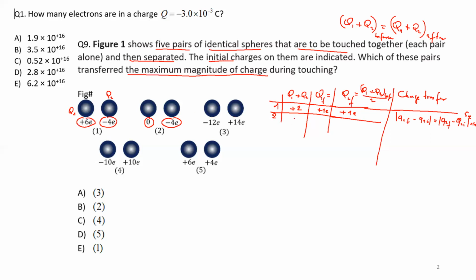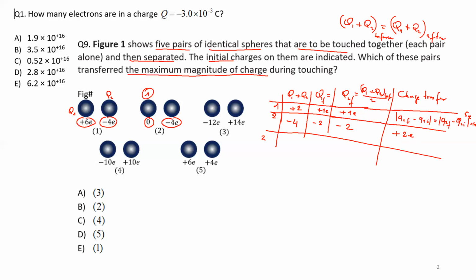Now for the second one, what's the total charge before? It's of course minus 4. What is the charge of particle 1 after? It will be the total charge divided by 2, because they share the charge, so it will be minus 2. For particle 2 also it will be minus 2. Now what will be the charge transfer? I will take particle 1, for instance: minus 2 minus 0, so of course it's just 2e in absolute value. It's the same thing for particle 2: minus 2 minus minus 4, so you will get 2, etc.